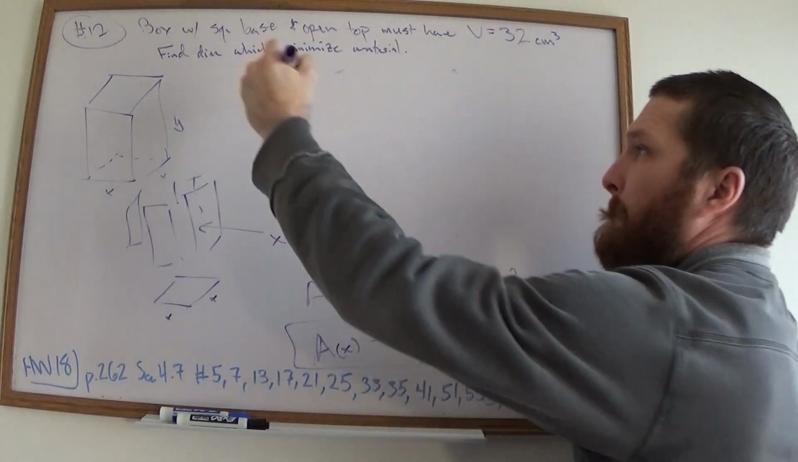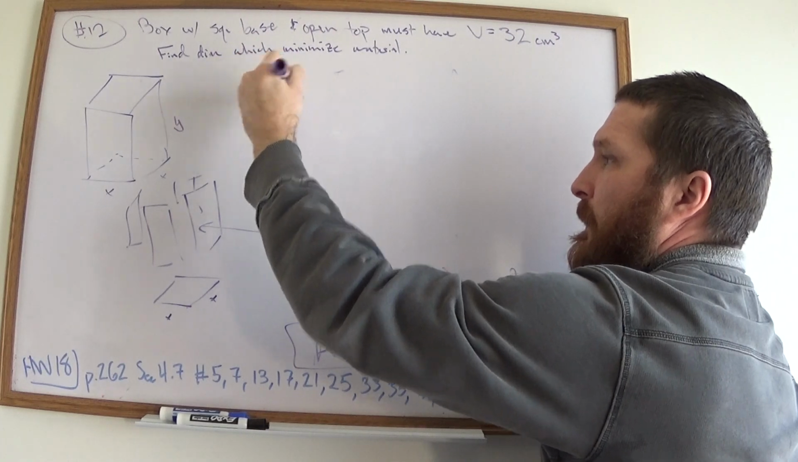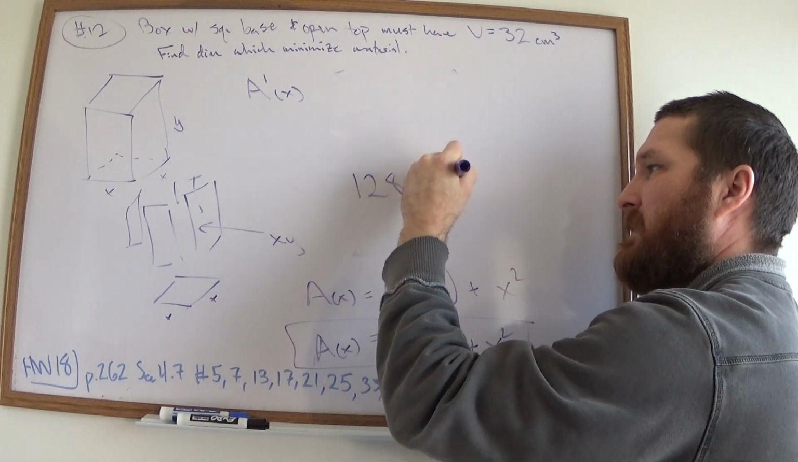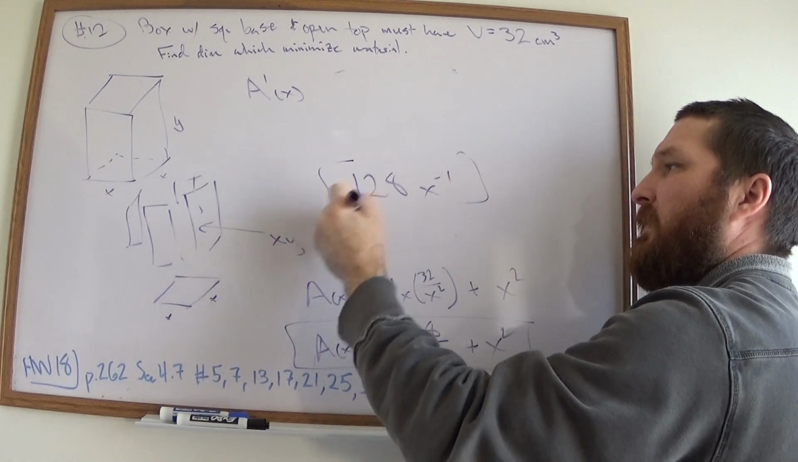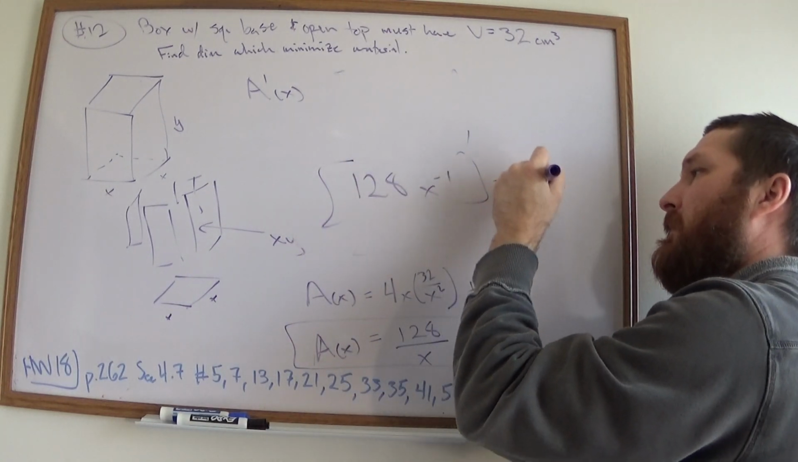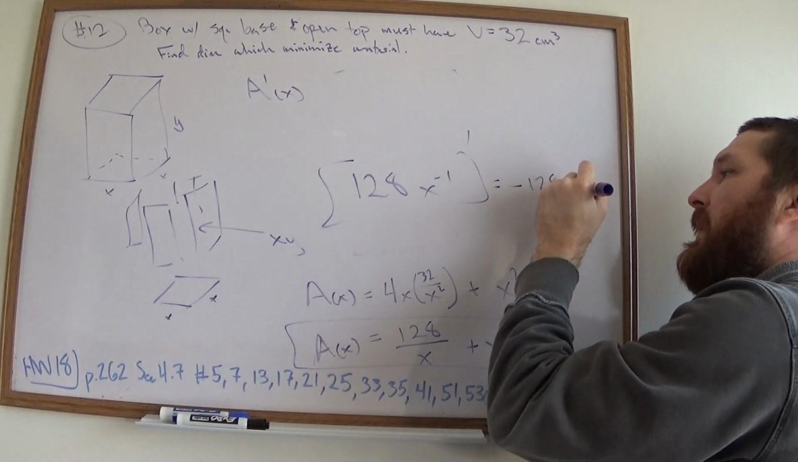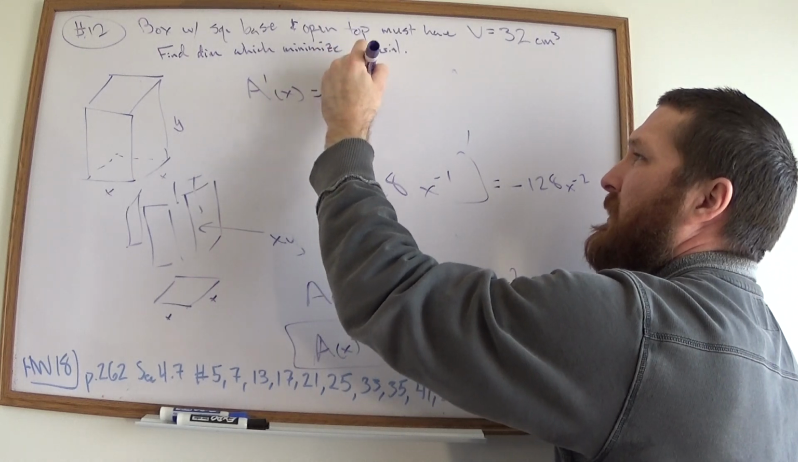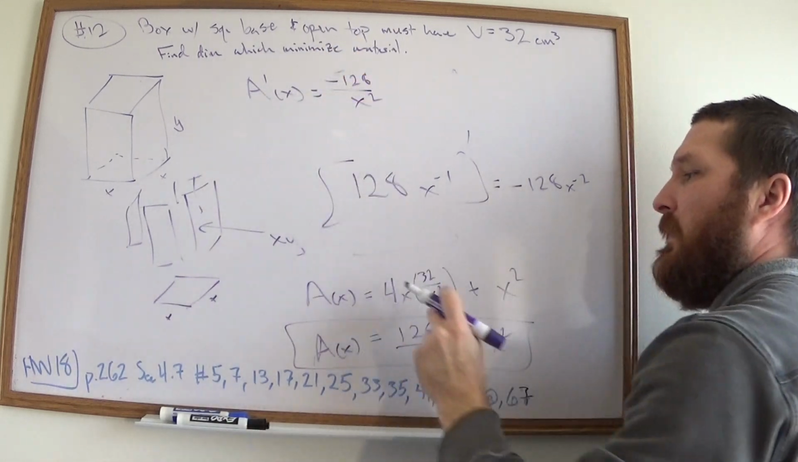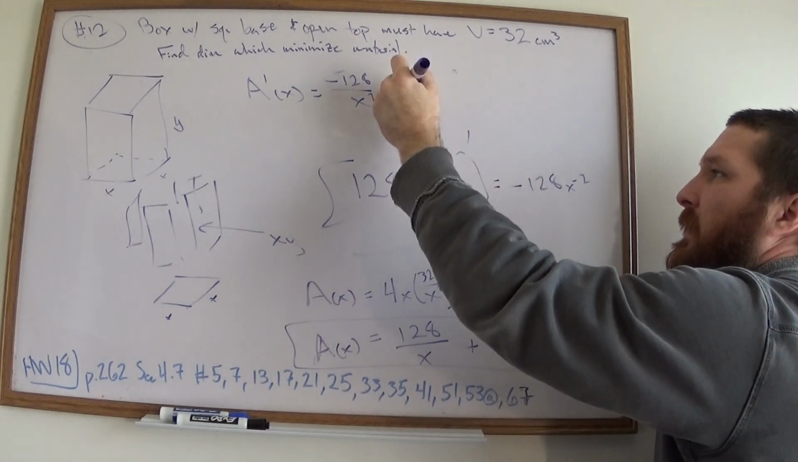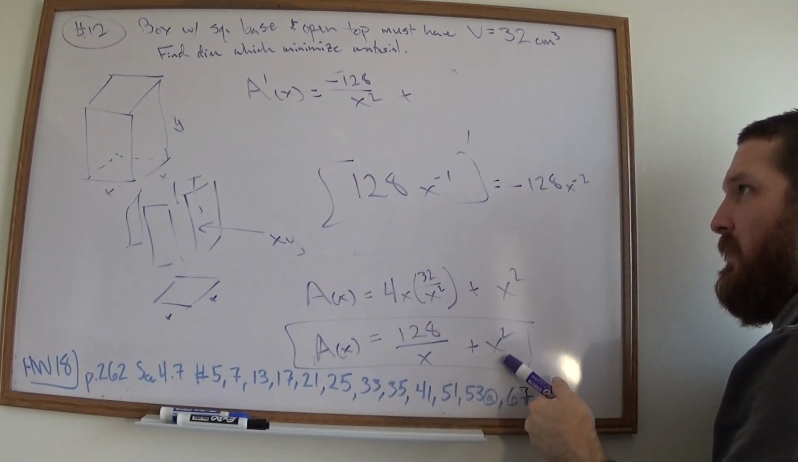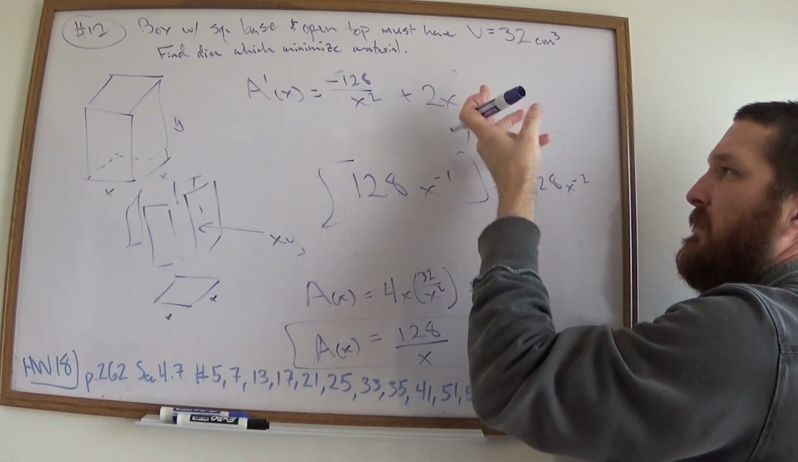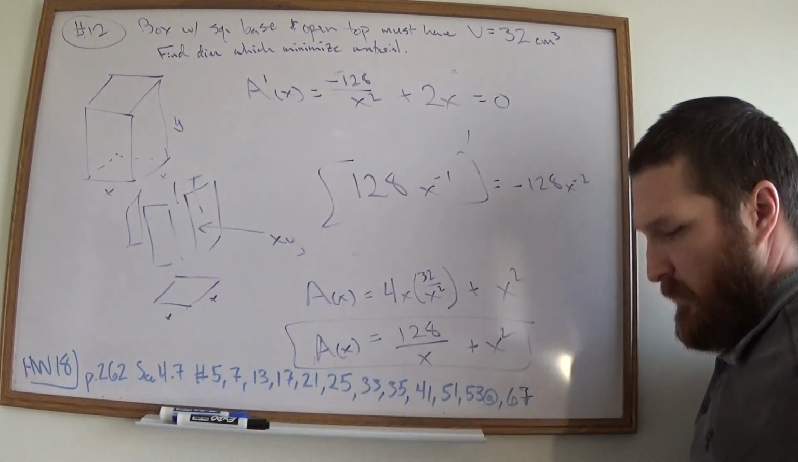So, A prime. 128 over x is the same thing as 128 times x to the negative 1. Take the derivative of that, the negative drops down, and the exponent becomes negative 2. So that's negative 128 over x squared, plus, what's the derivative of x squared? 2x. We took the derivative and set it equal to 0.